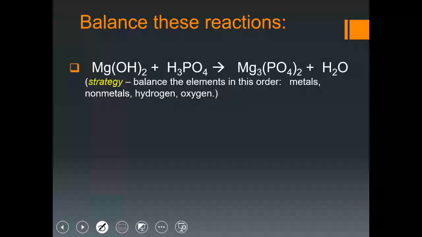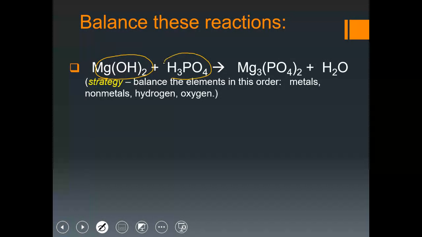Whoa, now there's a lot of elements, okay? There's magnesium, there's oxygen, there's hydrogen, there's phosphorus. First of all, let's go through this and make sure we know what these formulas mean. Like right here, this is 1 magnesium. The 2 applies to doubling everything inside of the parentheses. So this is 2 oxygen, 2 hydrogen.